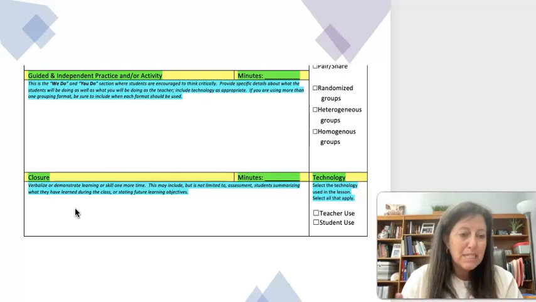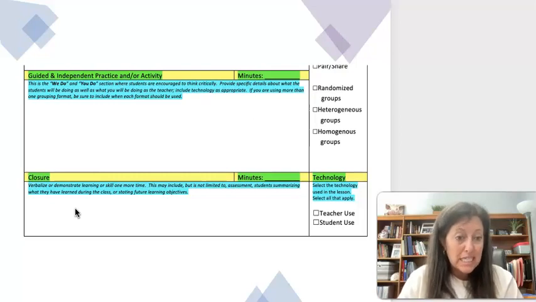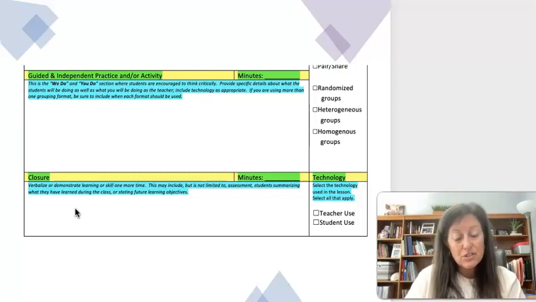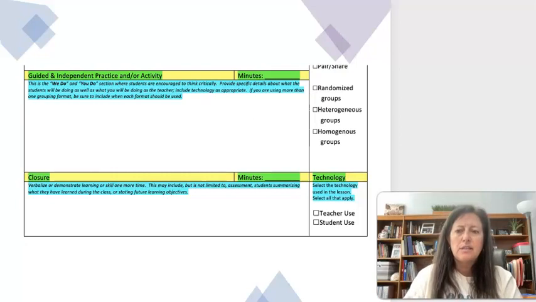And this may include, but it's not limited to, some type of assessment, students summarizing what they have learned in class, or stating future learning goals and objectives. And we'll take a look at that more closely in a moment. And then again, let me know what kind of technology is going to be used and who's using it. Is this something the teacher is using because it's just the smartboard, or students accessing Google Classroom? You want to tell me that as well. So let's take a look at these components here.